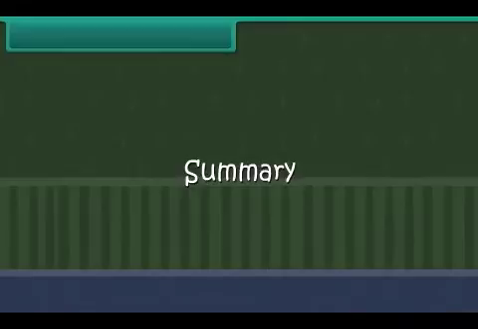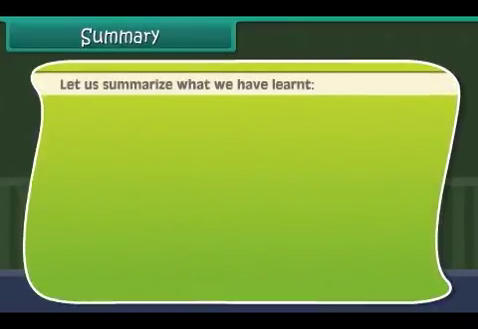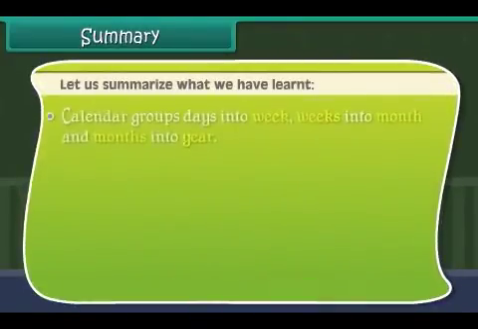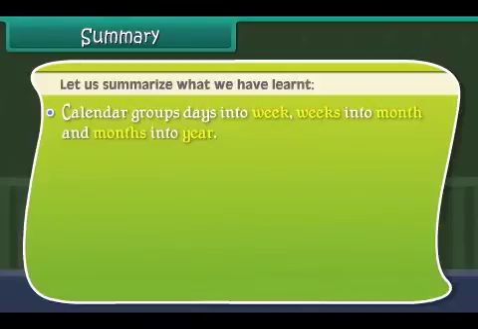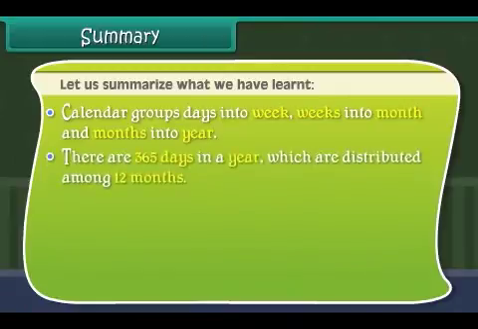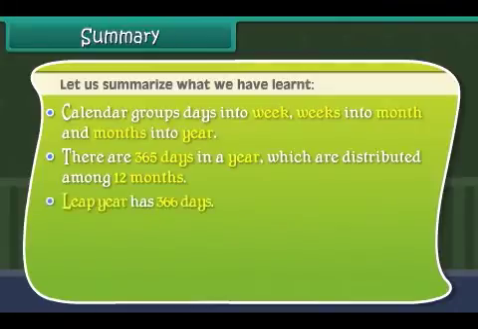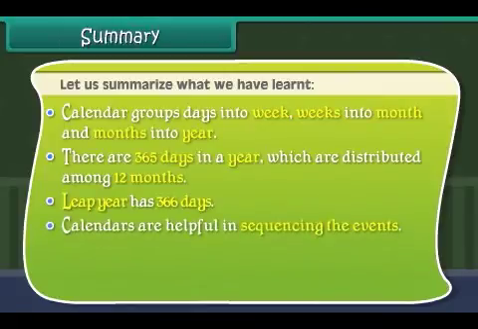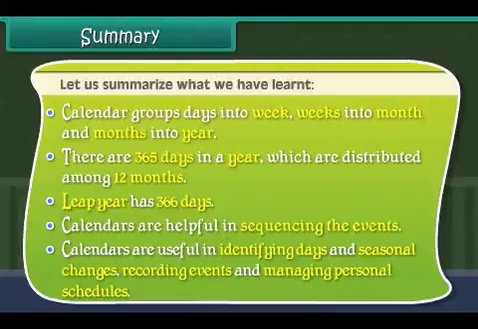Summary. Let us summarize what we have learned. Calendar groups days into weeks, weeks into month, and months into year. There are 365 days in a year, which are distributed among 12 months. Leap year has 366 days. Calendars are helpful in sequencing the events. Calendars are useful in identifying days and seasonal changes, recording events, and managing personal schedules.